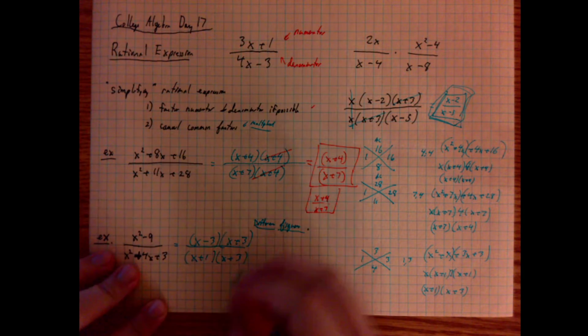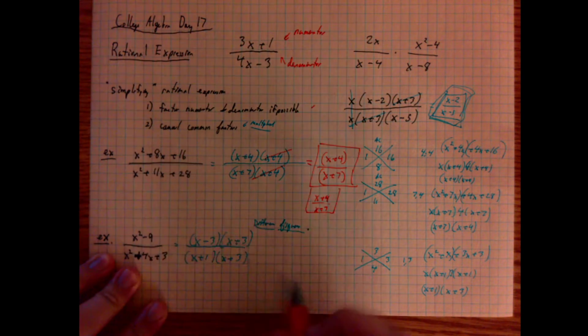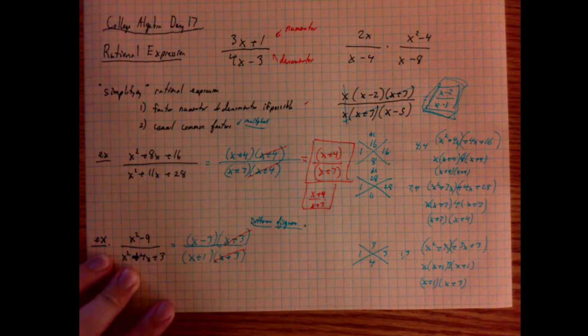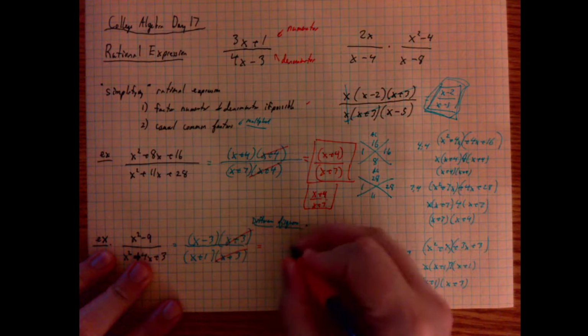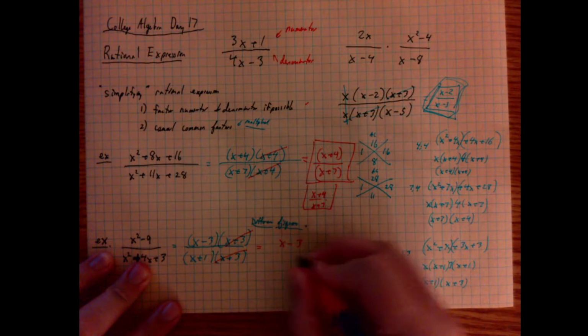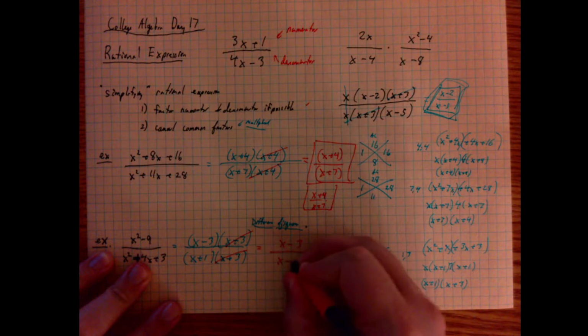I then come over here. I'll look for, okay, we want to cancel common factors. X plus 3, x plus 3. That leaves me with the reduced complexity of x minus 3 on top over x plus 1 on bottom.